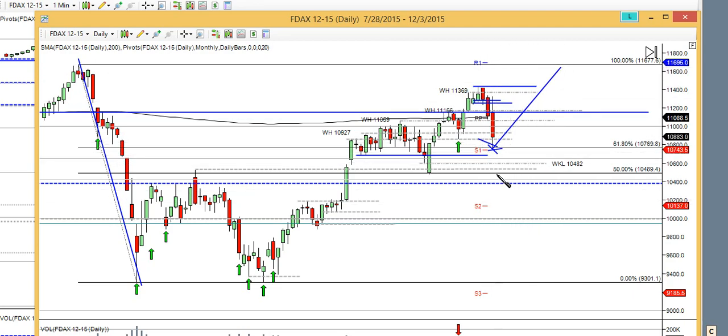If you try to build a long position as I do here, a swing long position, not intraday, this could be a very good place to buy, a level to buy. Let's see how this will go the next days.